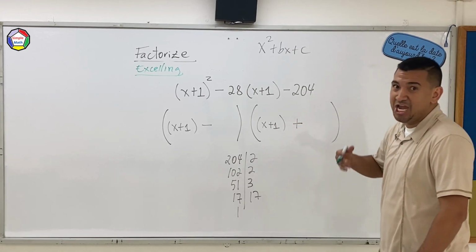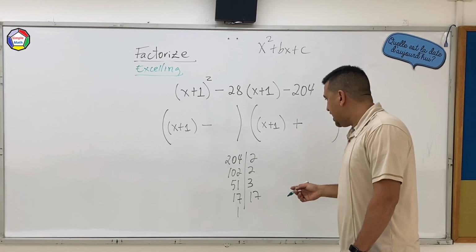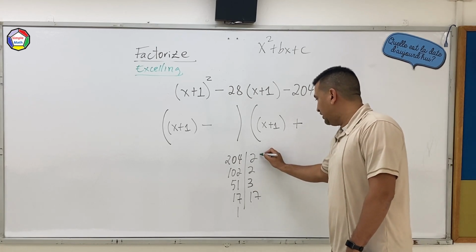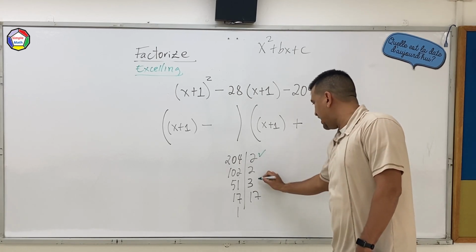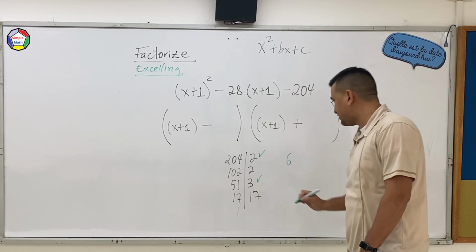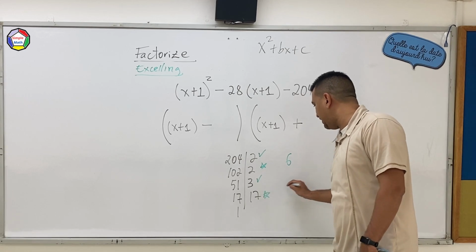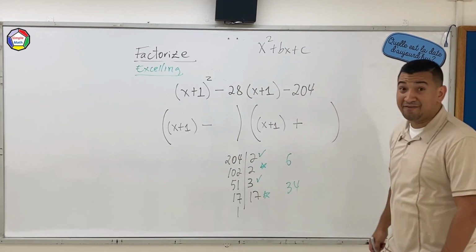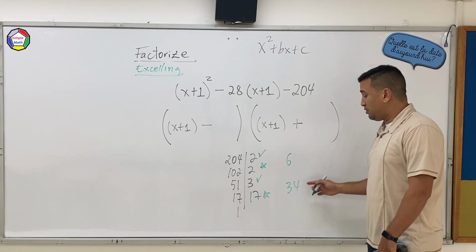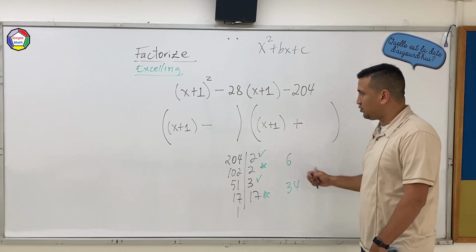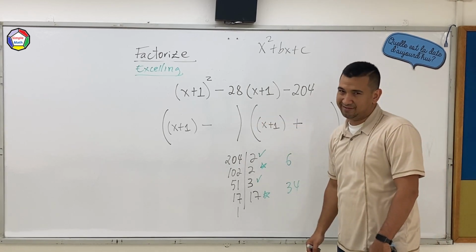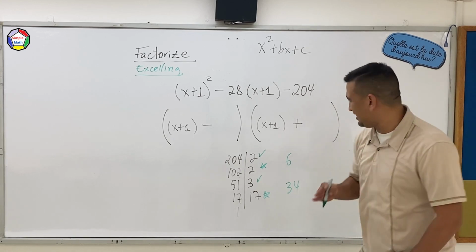So let's try doing another combination. Let's try this one. 2 times 3 is 6, and 2 times 17 is 34. Do we have a chance that when we combine 34 and 6, we get minus 28? Yes! Yes! That's the answer.